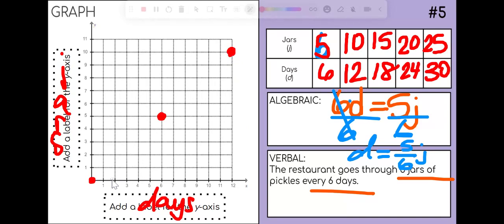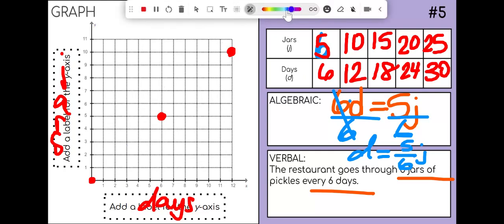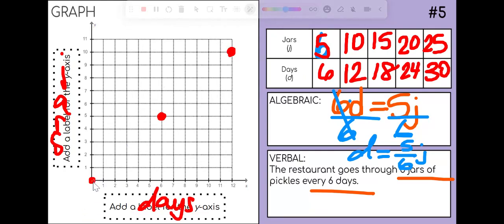Now, knowing this information, we could have figured it out too. We could have butterflied and figured it out too. But we want to work smarter, right? We want to work smarter, not harder. We only need 2 points to make a line.